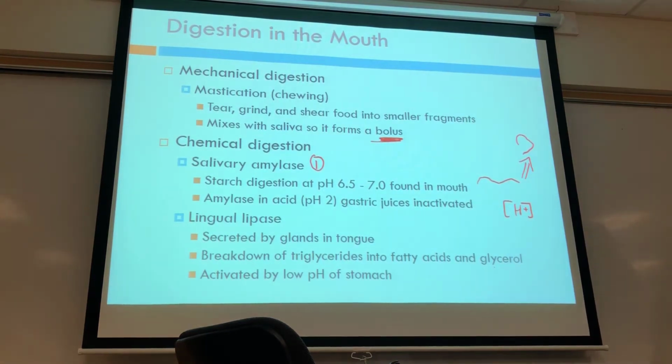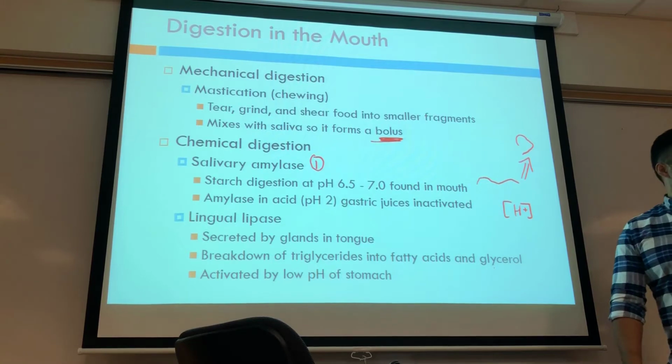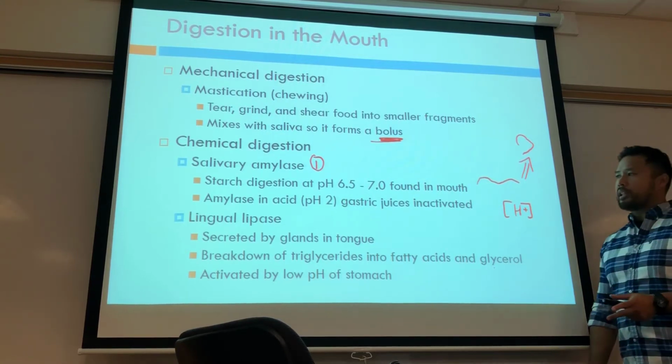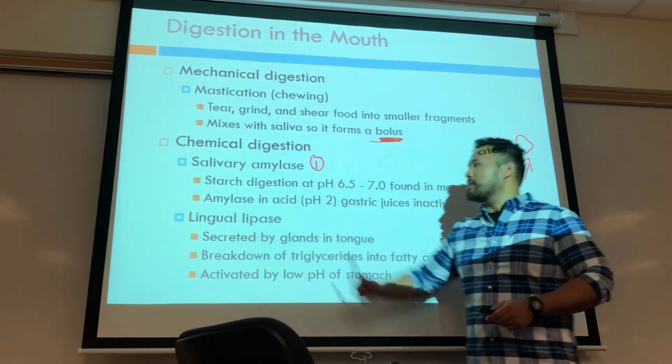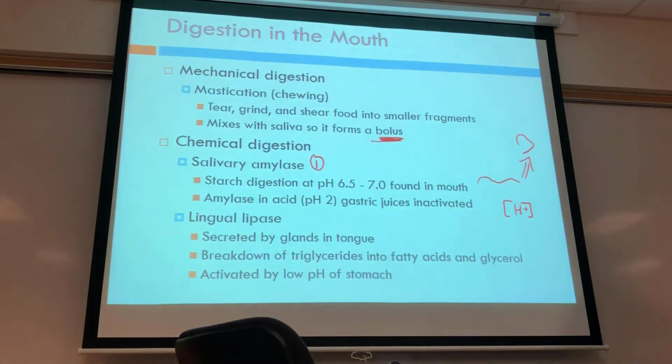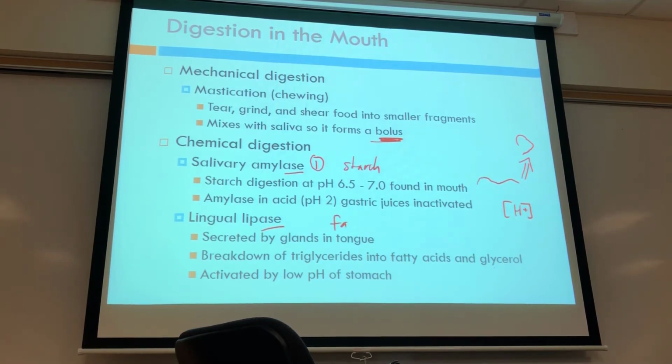Now, on the other hand, we have another enzyme, and that enzyme is called lingual lipase. This is produced by the tongue itself. Looking at all of our enzymes, they end in the term A-S-E. Salivary amylase is for the breakdown of starch, and lipase is for the breakdown of fats. But it's not necessarily active in the mouth.